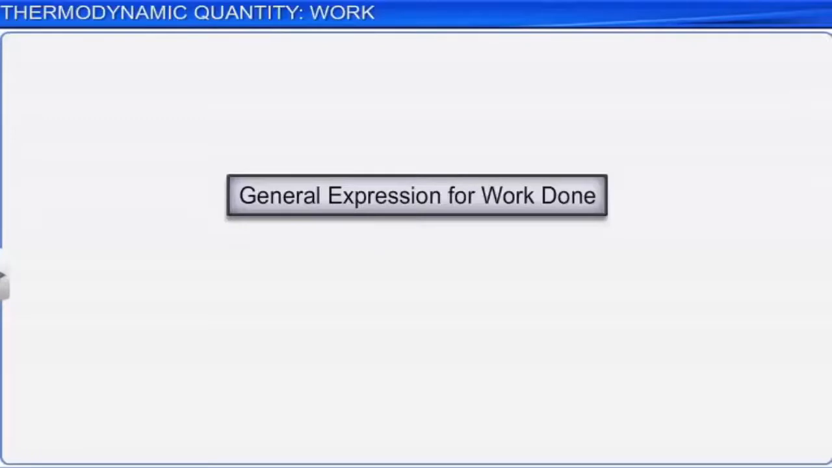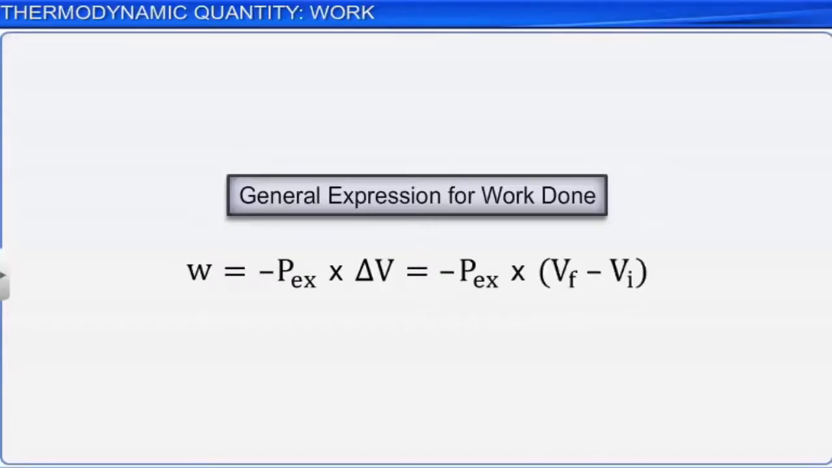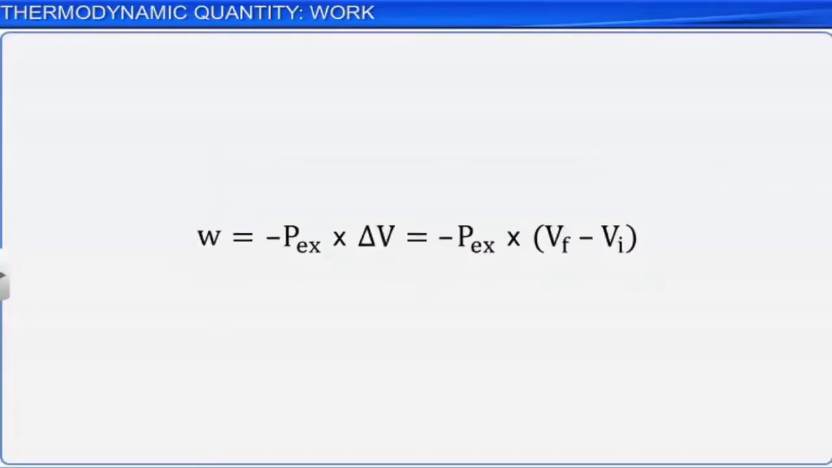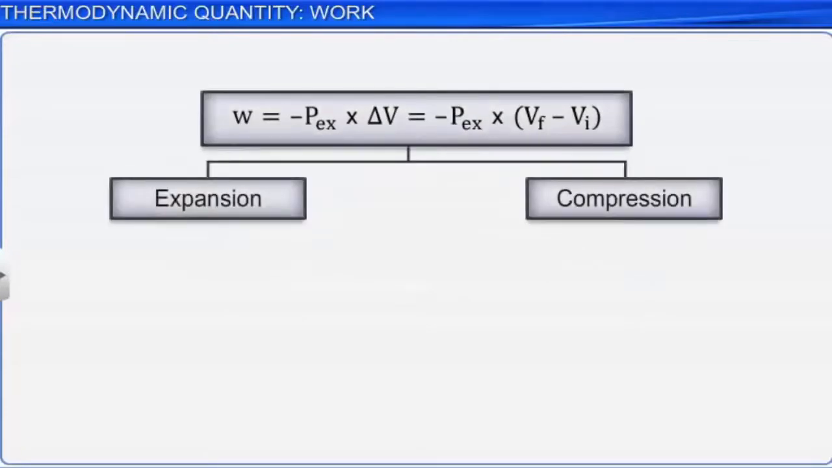Therefore, the general expression for work done is written as W equals minus external pressure P_ex multiplied by change in volume delta V, which is equal to minus external pressure P_ex multiplied by final volume V_f minus initial volume V_i. The expression of work applies for both expansion and compression of a gas.